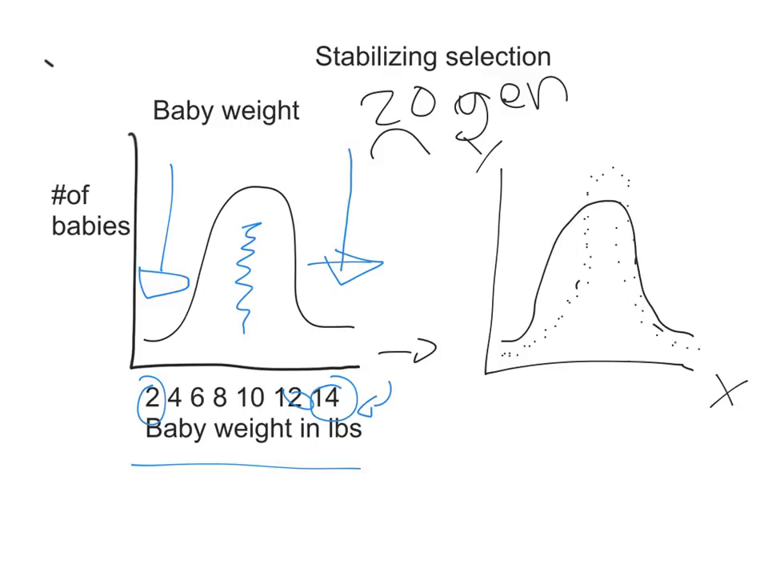So that's stabilizing selection. It's selecting what's already normal, which is this 8 to 10 pound baby weight. It's selecting for what's already good in that population.